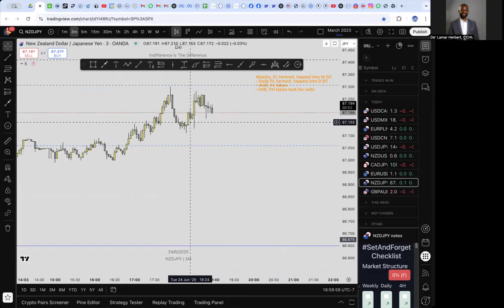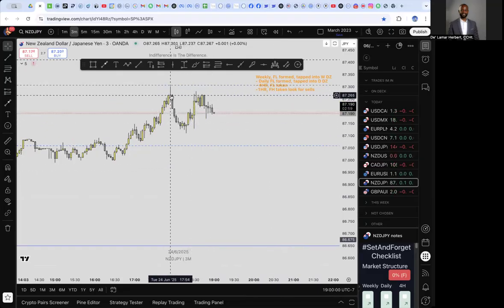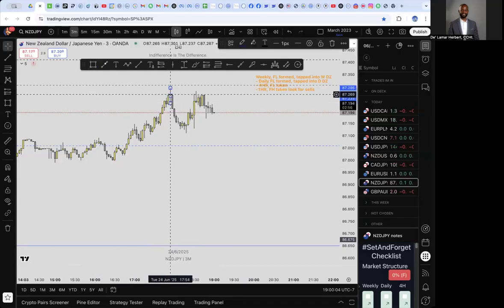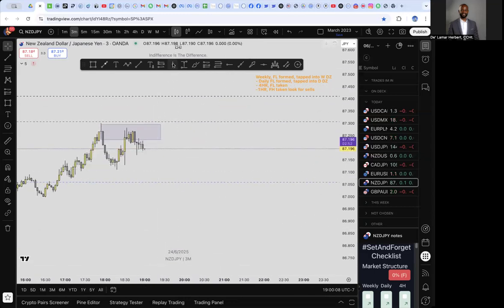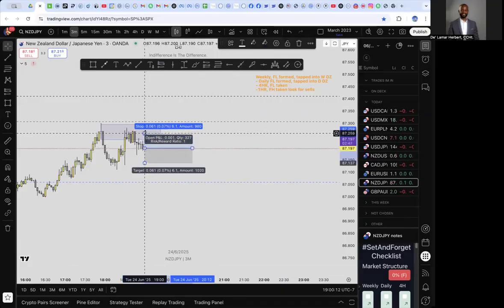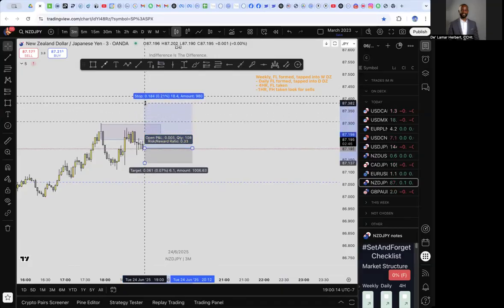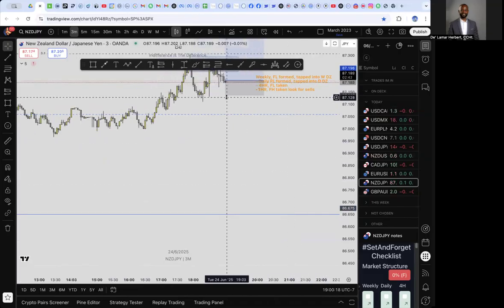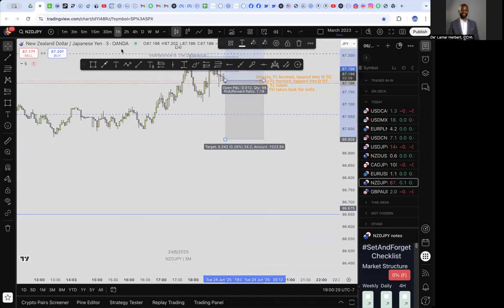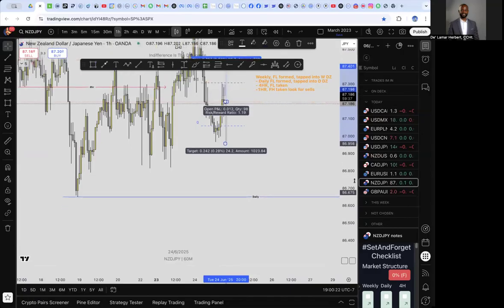we had a structure shift. We had a first high, and we tapped into this supply zone here. So we can very well take a nice little trade right here, which I'm actually going to do. I'm going to take a trade, and I'm going to put my stop loss right here, right? And then I'm going to target, on the 1 hour, right there.